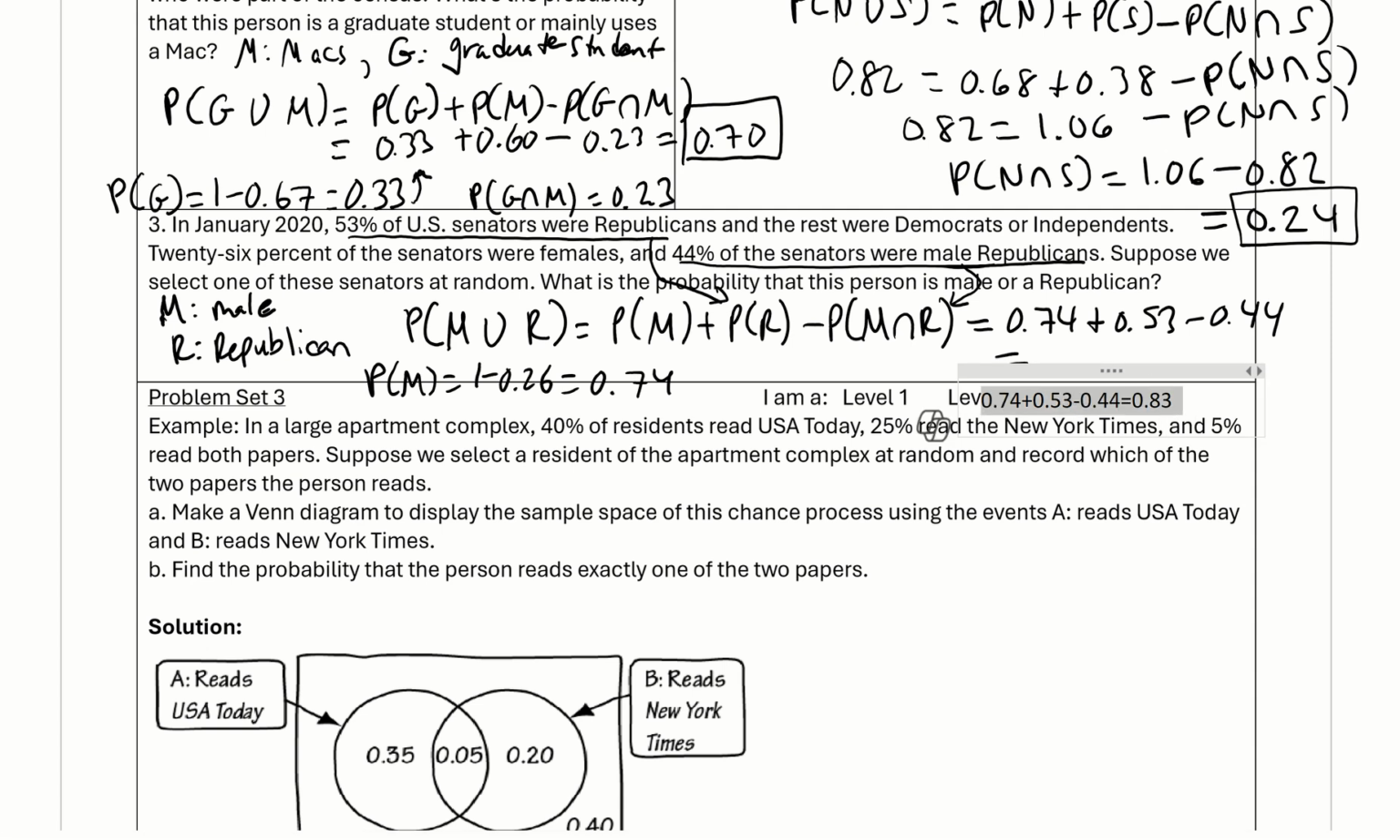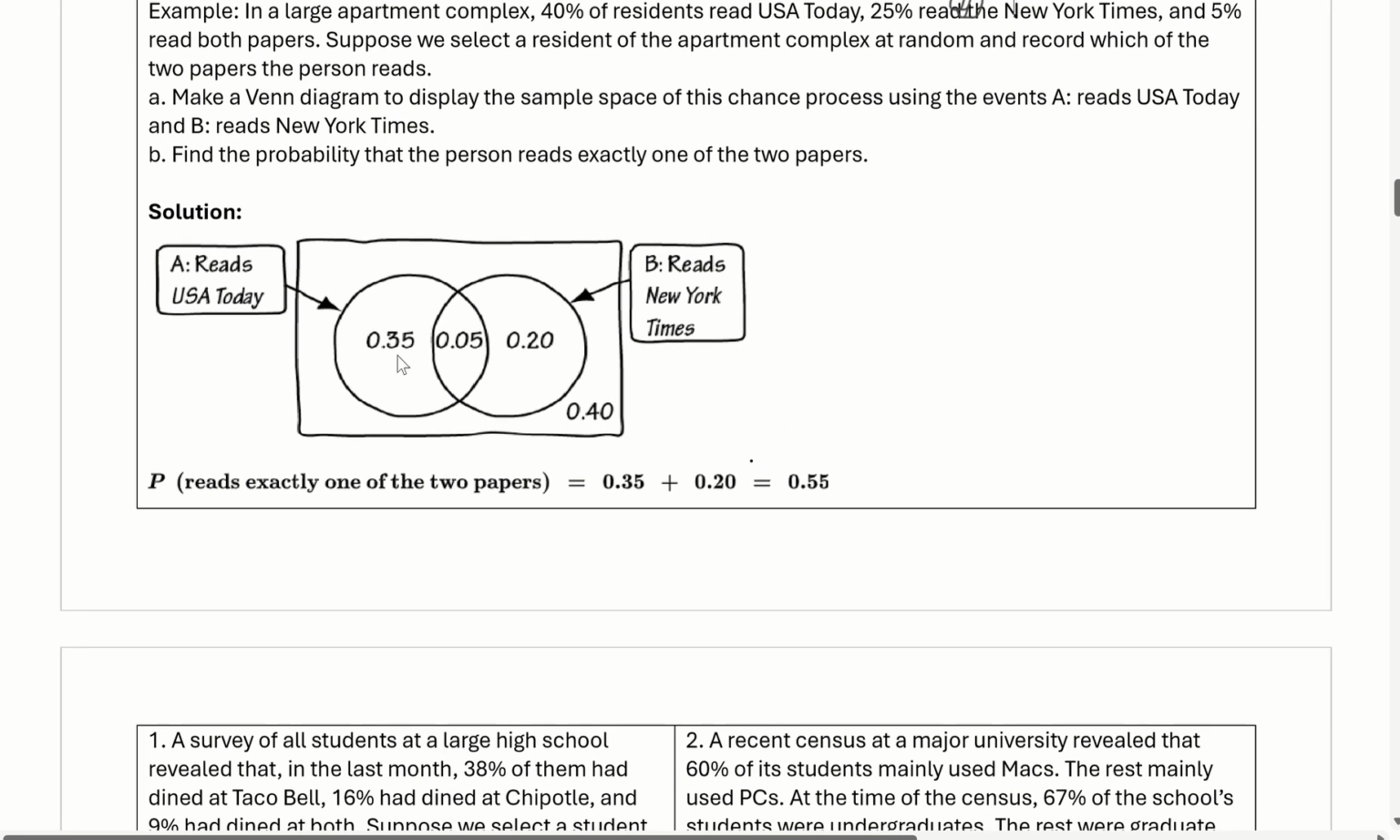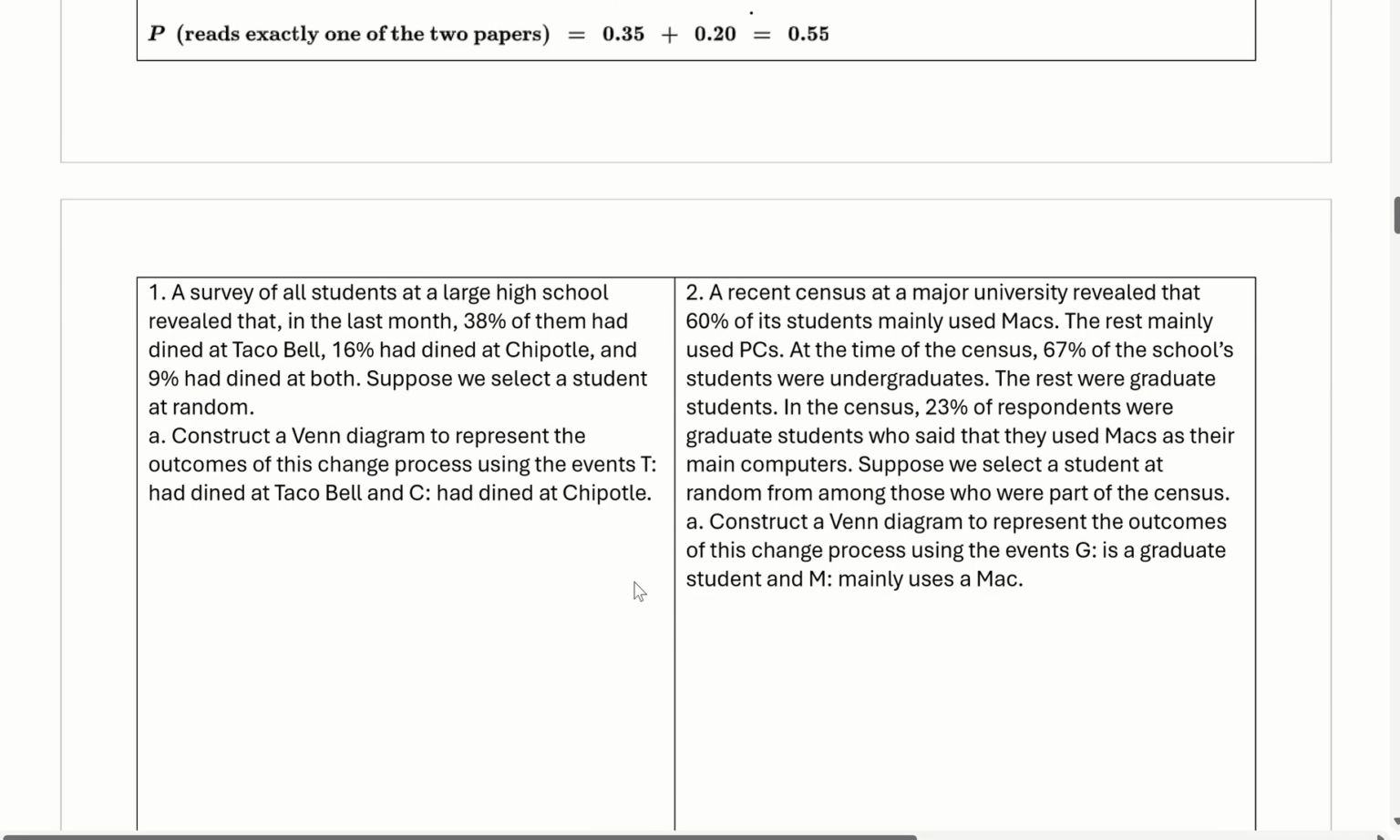So 0.83. All right, takes care of that one. So let's do problem set number 3, which is basically creating a Venn diagram and then finding the probability.